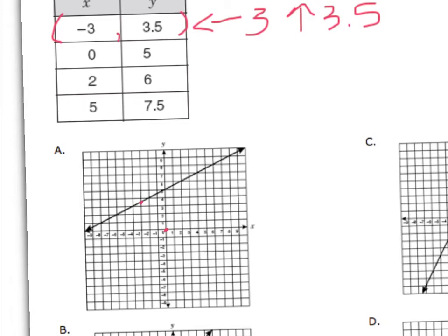My next point was 0, 5. Again, start at the origin and go up 5. That point is on the graph as well. My next point is 2, 6. Start at the origin, go over 2 and up 6. That point is on there as well. And my last point is 5, 7.5. Start over 5 and then up 7.5. Actually, it contains all of those points, so I know A is my answer.